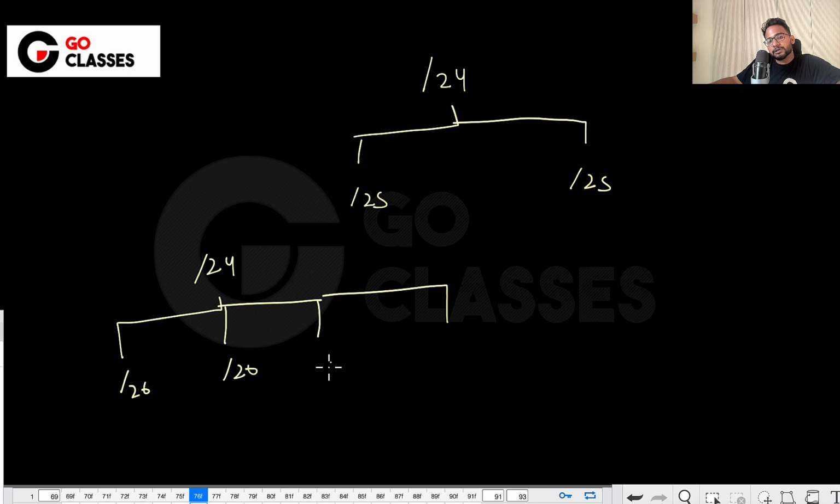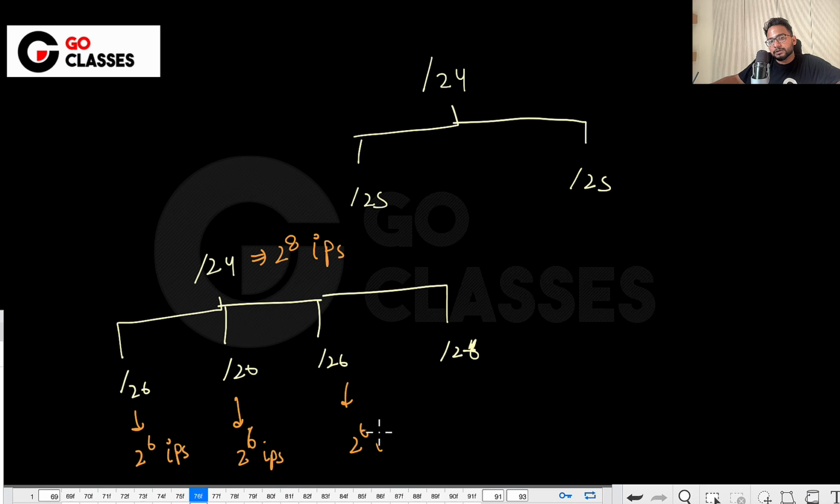Okay, see, slash 24 network means you have 2 power 8 IPs, basically you can write IPs. Individually you have 2 power 6 IPs here, because 26 bits are used, so 6 bits are remaining. So obviously the IPs are intact. Here 2 power 8 IPs, I agree, but individually here 2 power 7 IPs, right?